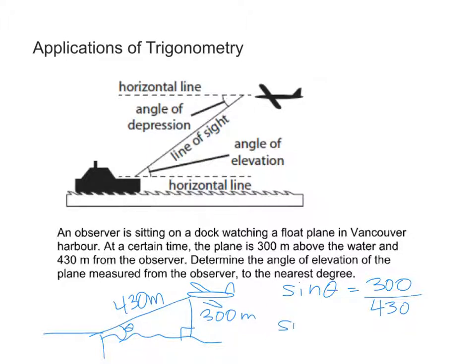So on the calculator, we do inverse sine of 300 over 430. That's what theta equals. When I put that in the calculator, I come up with an angle of 44 degrees. I just rounded it. Oh yeah, it says to the nearest degree, so the nearest degree is 44 degrees.